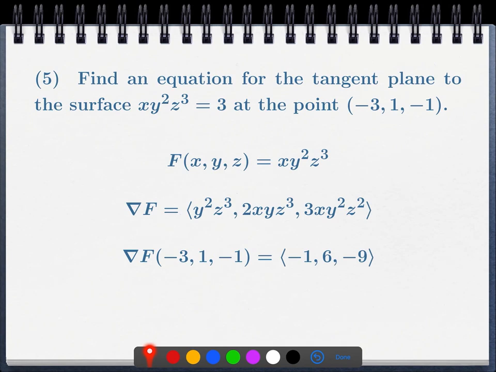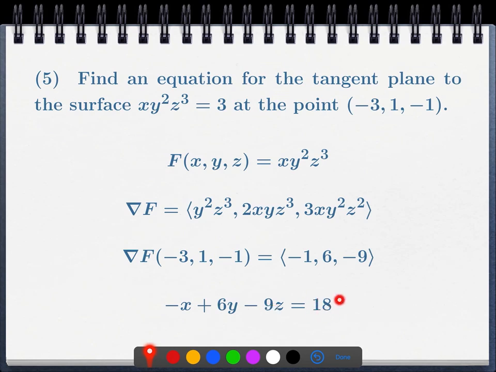So the gradient of f at this point is -1, 6, -9. Now we want to use that as the normal to the tangent plane, which means we want these -1, 6, and -9 to be the coefficients of x, y, and z. So for our tangent plane, we're going to use a -1 times x, a +6 times y, and a -9 times z. And we want that equal to something.